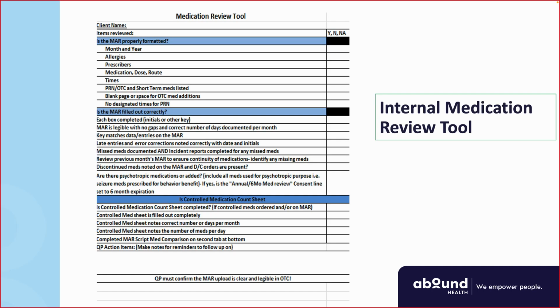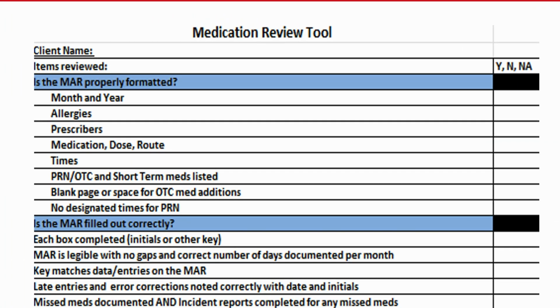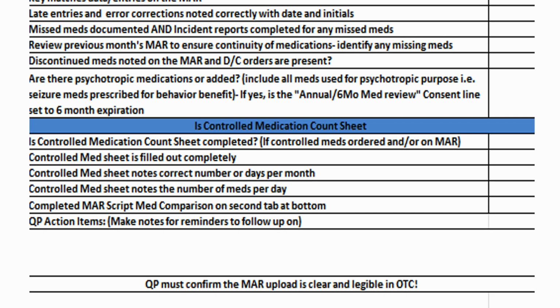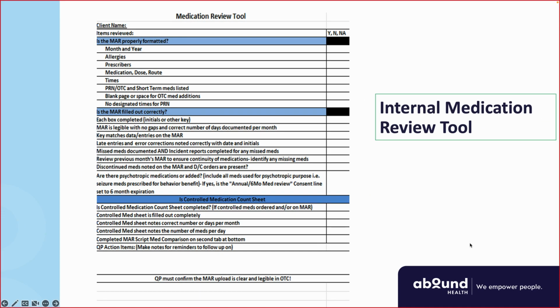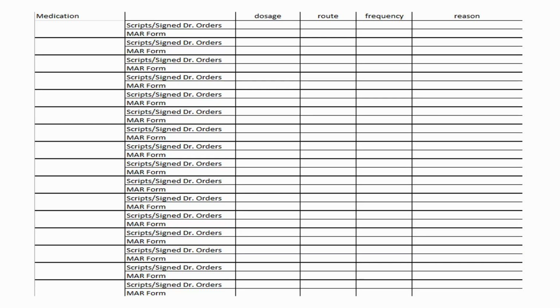This is a medication review tool. You can use this to audit your medication. So you'll look at your MAR and the orders that you have from the doctor and compare them, make sure everything matches. And the top part of this sheet you'll use to make sure your MAR is formatted correctly. Down at the bottom, if there's a controlled medication, you'll use this section to audit your controlled medications. This is the tab for MAR and script comparison. So you'll compare the medication to the orders from the doctor and what's on the MAR, and everything should match.